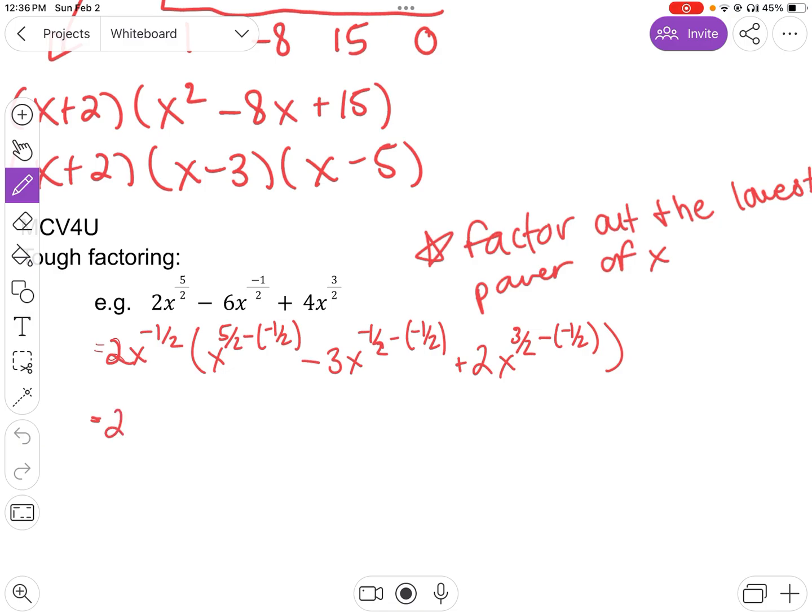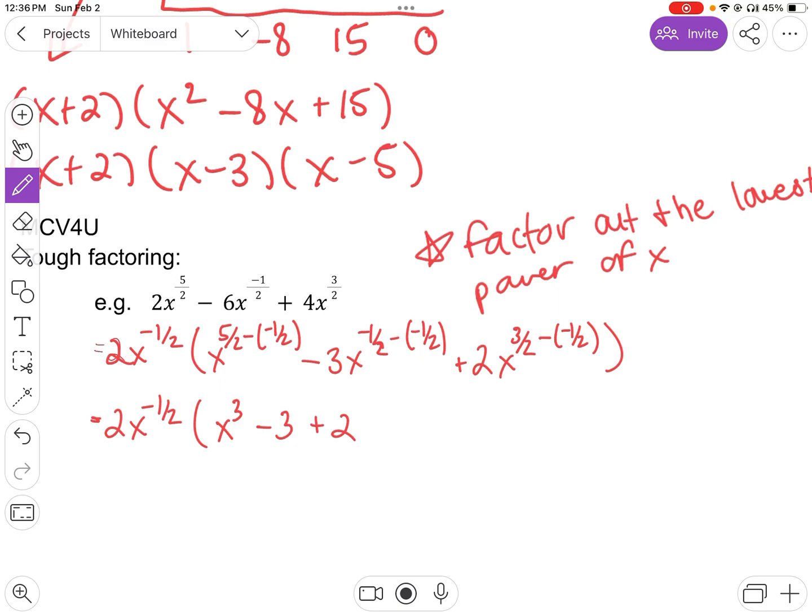And so let's see what we're left with when we actually go ahead and do that. So we've got 5 over 2 minus negative half, right? So we're adding half. So 5 over 2 plus 1 over 2 is just 6 over 2, which simplifies to 3. So we've got an exponent of 3 there. Beside that, we've got our 3 as our coefficient, and then negative half take away negative half is just 0. So x to the power of 0 is just 1, the whole number 1, so we don't need to write any x's there.